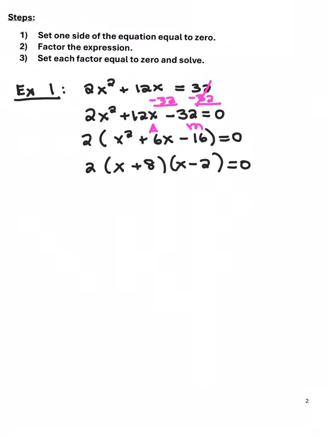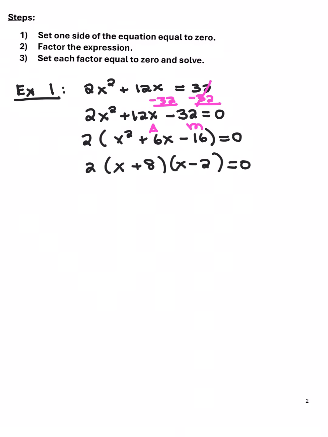Okay, so here I finished step 2, factor the expression. I factored this expression as much as I could. Now it says set each factor equal to 0 and solve. Okay, so we have 3 factors. 2 is one of our factors. X plus 8 is another factor. And x minus 2 is the third factor. These are our factors because if I were to multiply these together, they would multiply together to give us this original expression right here on the left-hand side of the equation. Okay, but anyway, step 3, set each factor equal to 0 and solve.